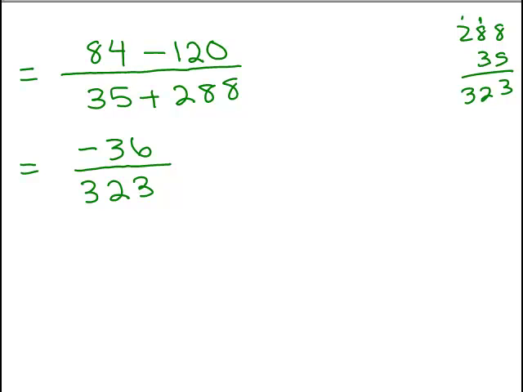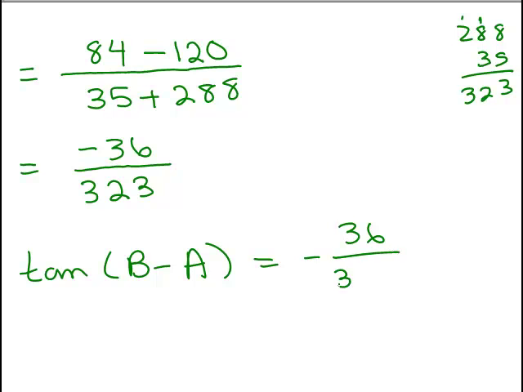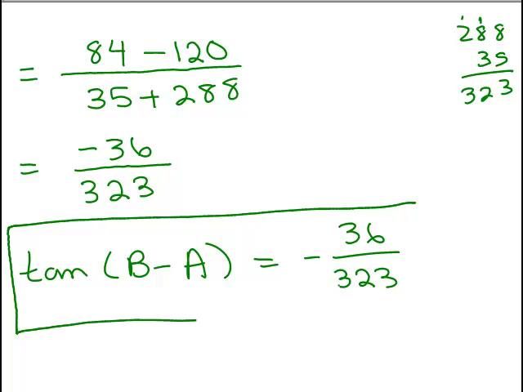Now, in my original drawing, I did think it was going to be negative, and it did come out negative, so that seems like a reasonable answer. So it looks like the tangent of b minus a is negative 36 over 323, and who knows if this is correct. I could have made a mistake because it's arithmetic. You can't really check it except to just do the problem over again very carefully. So if anybody finds a mistake, please let me know, but I think I went through that correctly.